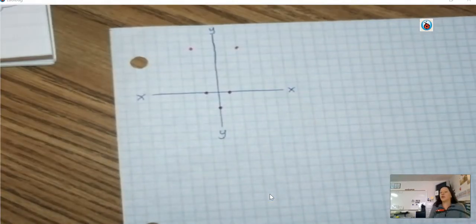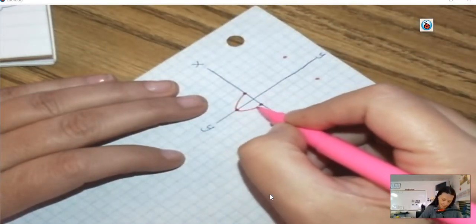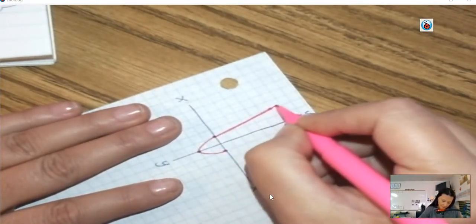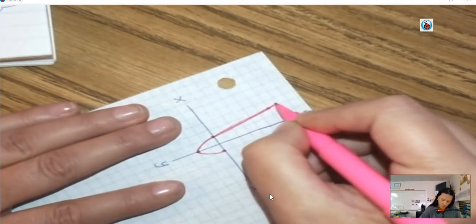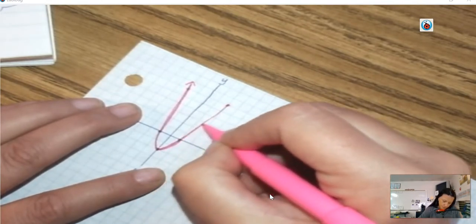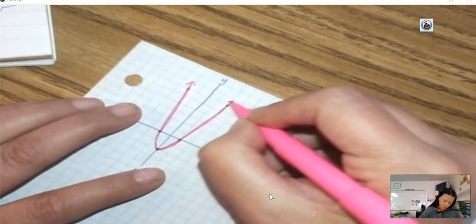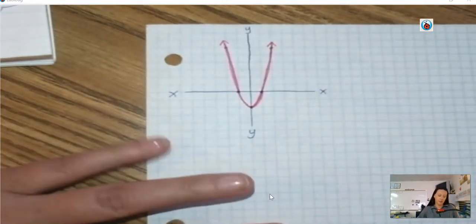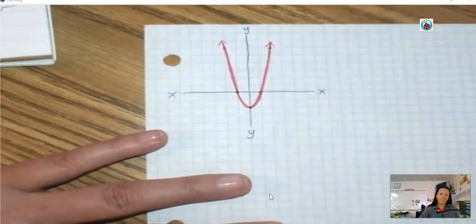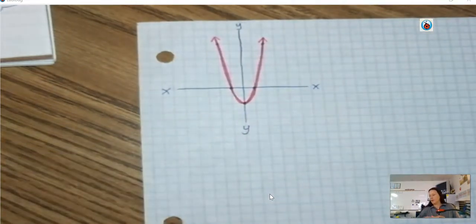Make sure you're making it curved. It should look like the letter U and not like the letter V. It should not be super straight lines. It should be a curve. And it should have arrows on both sides. Okay, I'm going to come around and check yours.